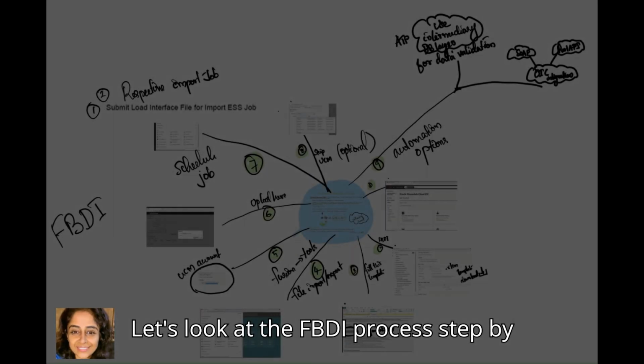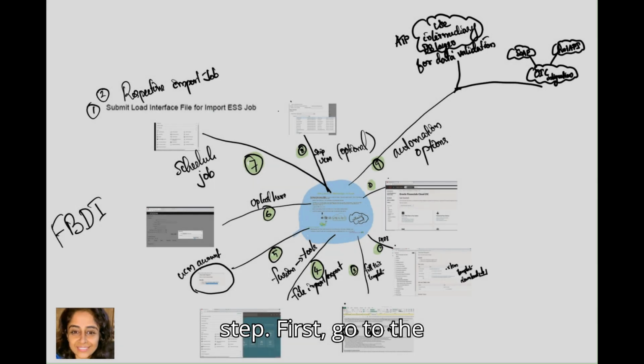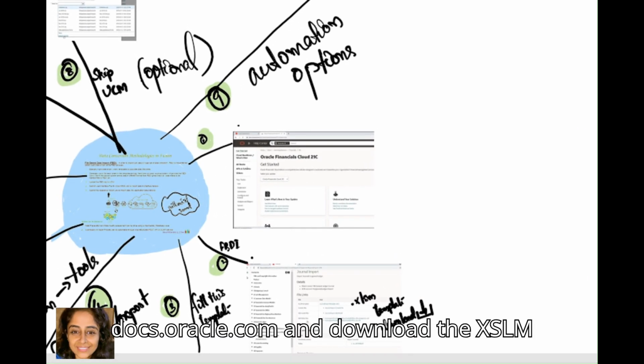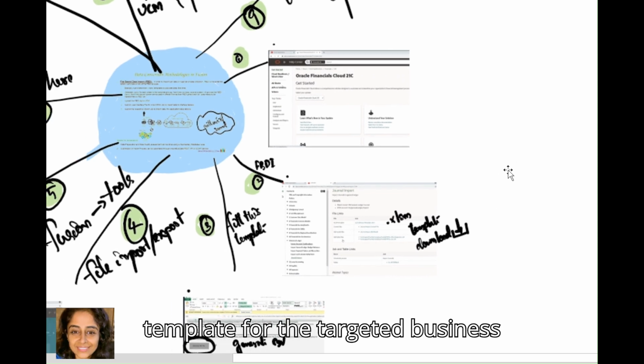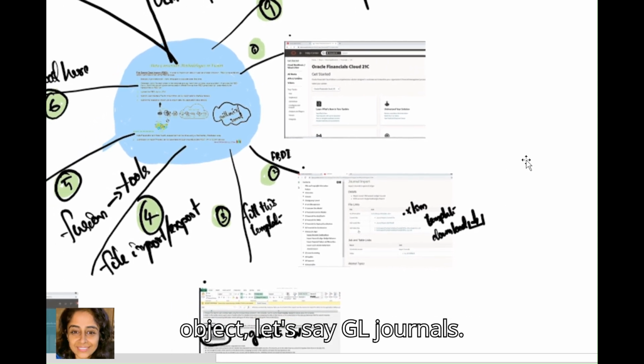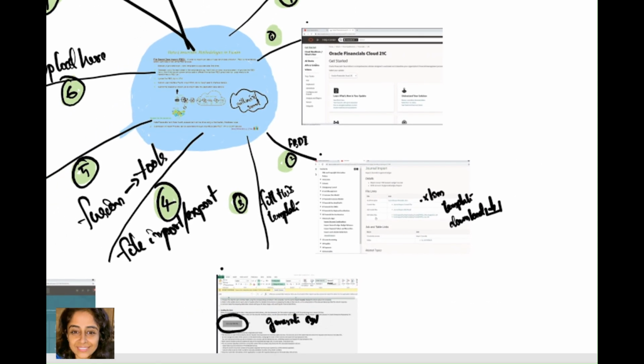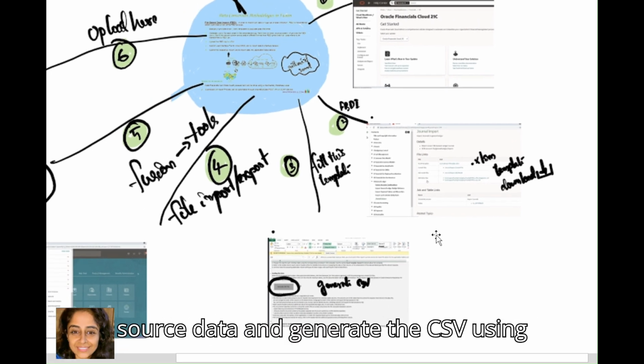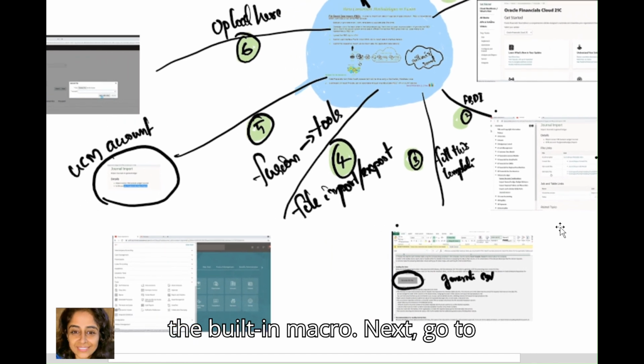Let's look at the FBDI process step by step. First, go to docs.oracle.com and download the XLSM template for the targeted business object, let's say GL journals. Then populate the Excel sheet with the source data and generate the CSV using the built-in macro.